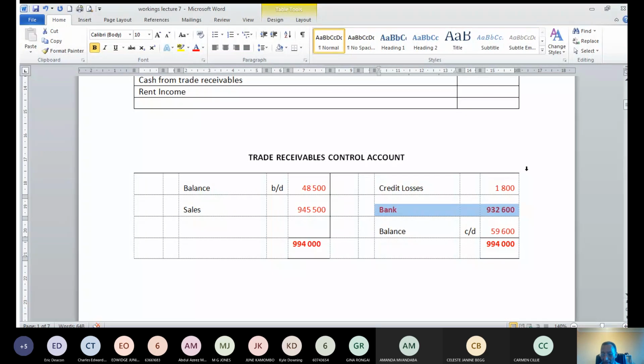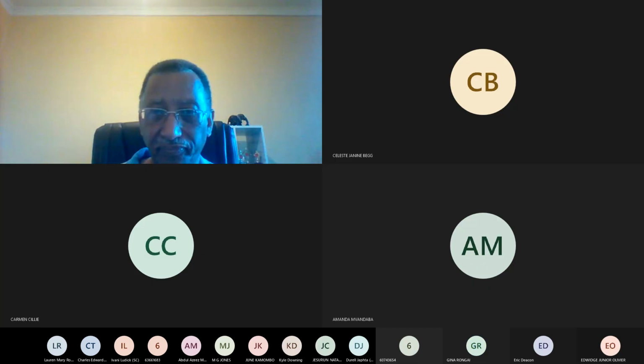which is the balancing figure. That 932,600 is then the amount that you have received from your trade receivables.